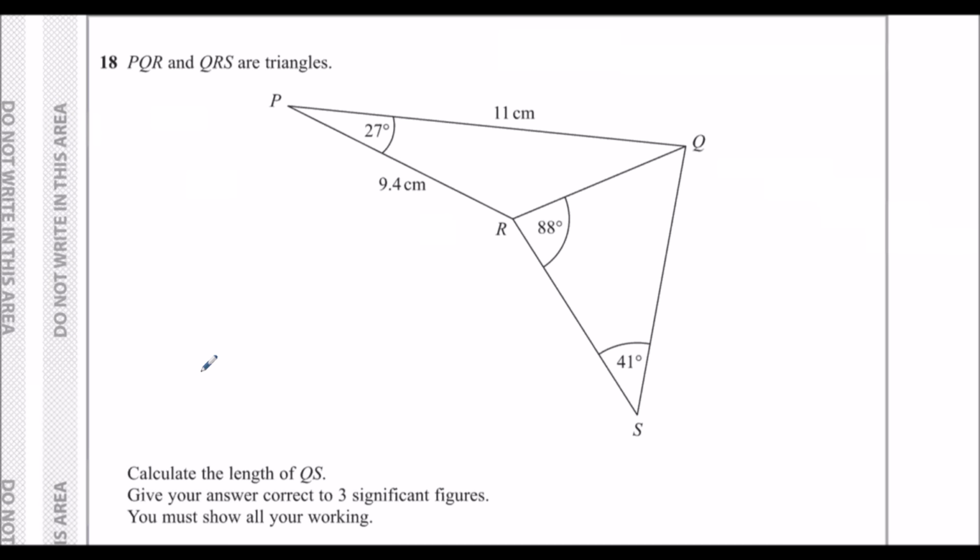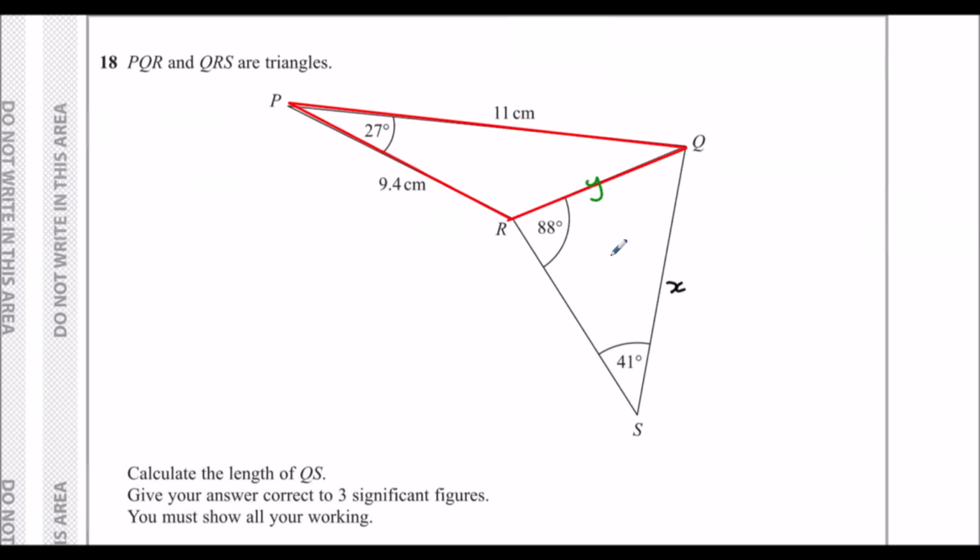Question 18. PQR and RQS are triangles, and we need to calculate the length of QS. So we're working out this length over here. Whenever we have two triangles together like this, usually we have to use the first triangle, or the one we're not trying to work out, first. So let's use the triangle PQR, and we'll work out the shared length. So I'll call this one Y.